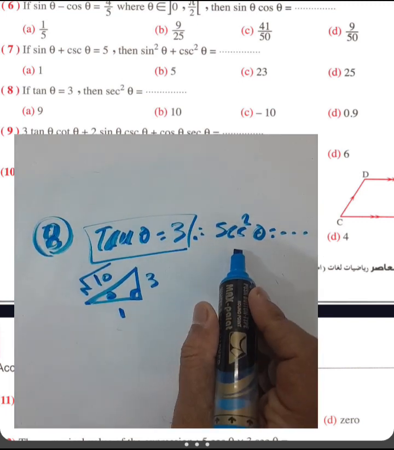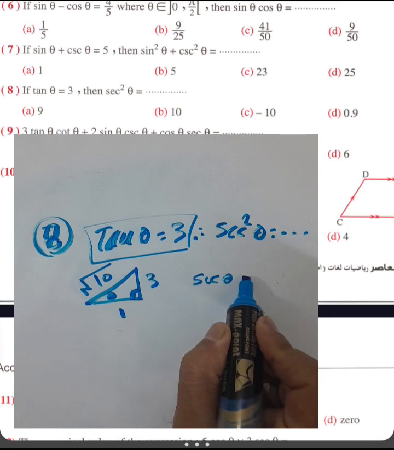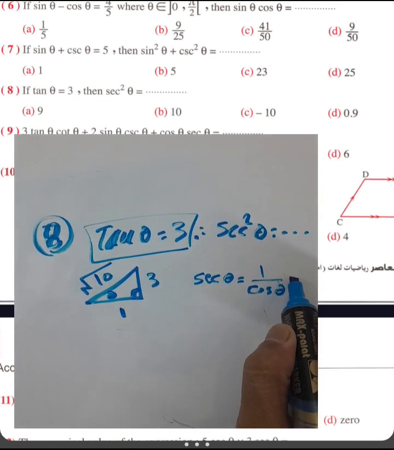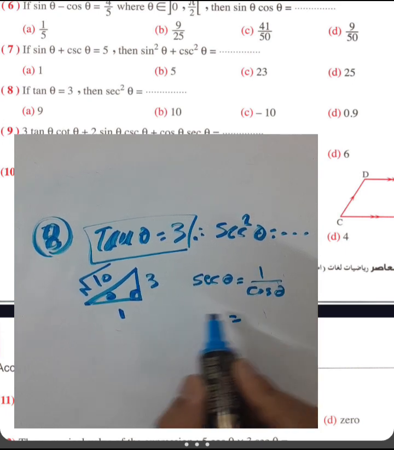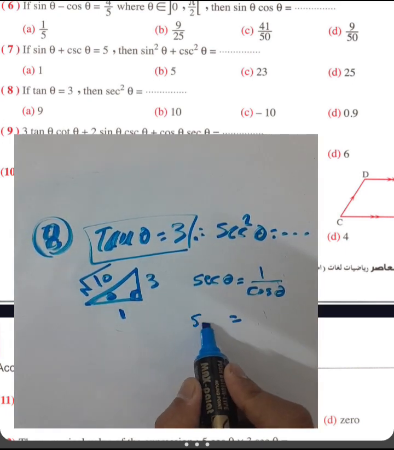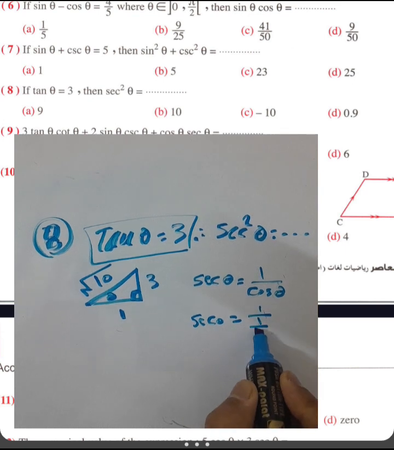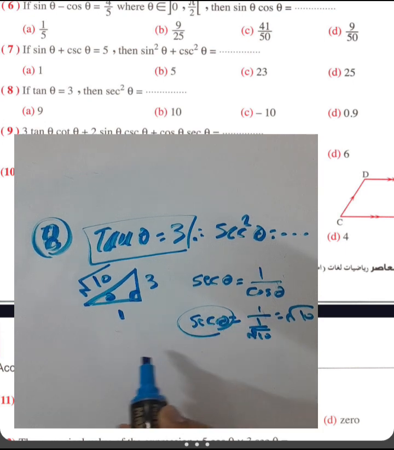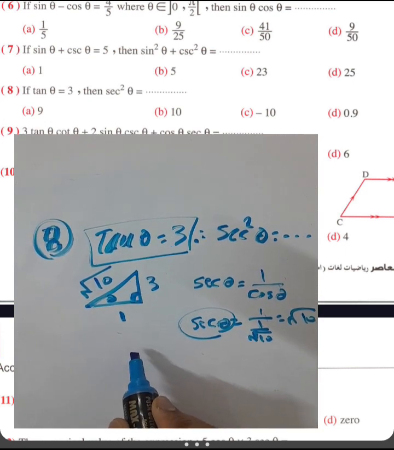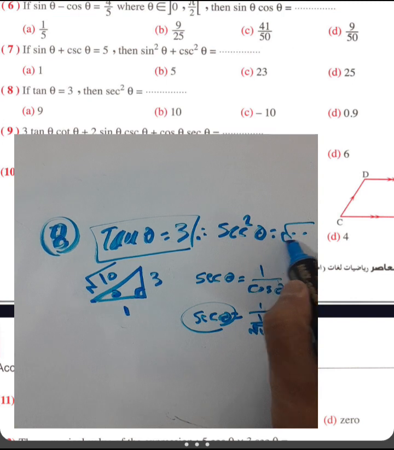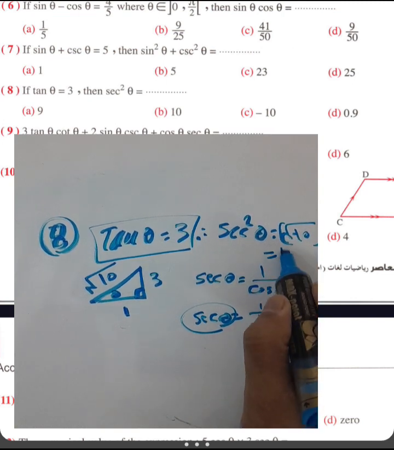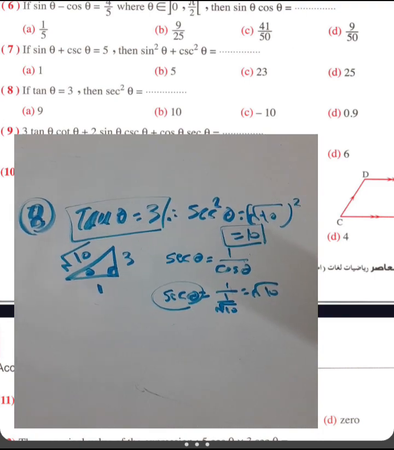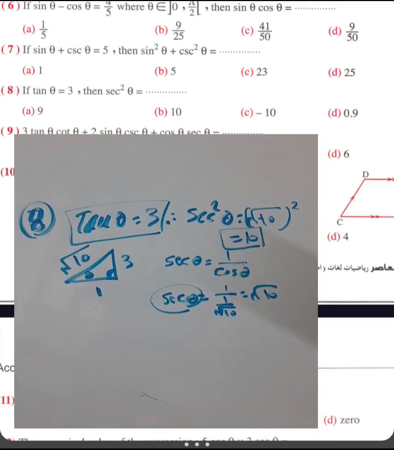Then he wants to find sec power 2 theta. We know sec theta is the inverse of cosine theta, and the result of cosine will be 1 over root 10. Then sec theta will be root 10. And then the result will be sec power 2, square root of 10 power 2. The result here will be equal 10. Choose letter B about question 8.